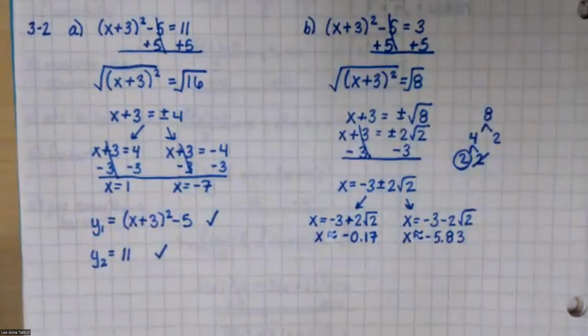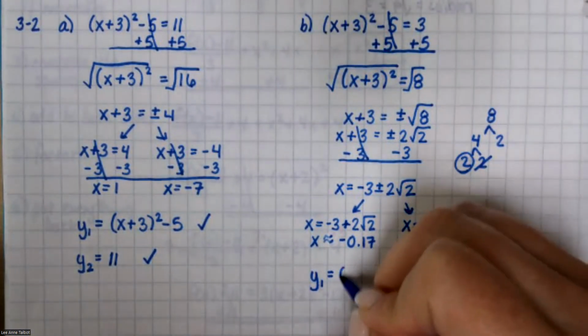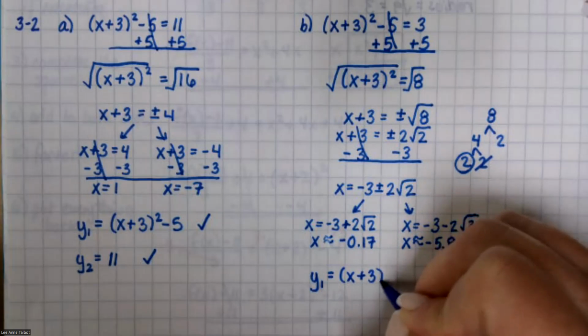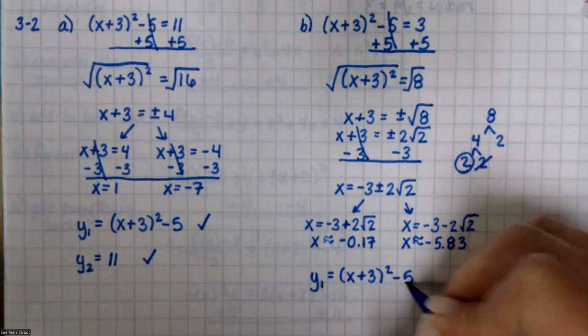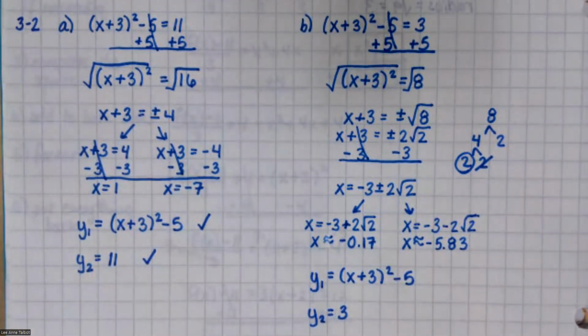Okay, now we're going to check our answers with graphing. Y1 is x plus 3 squared minus 5 still. And y2, instead of 11 this time, is now going to change to 3.